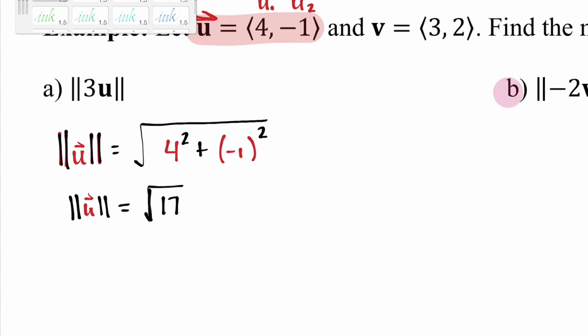And so when I'm doing 3 times that magnitude, it's basically going to be 3 times my square root of 17. I can't combine this anymore. I can't simplify it anymore. We could find the decimal, but it's not really necessary. I want these to remain as square roots, simplified as possible, so we're done.